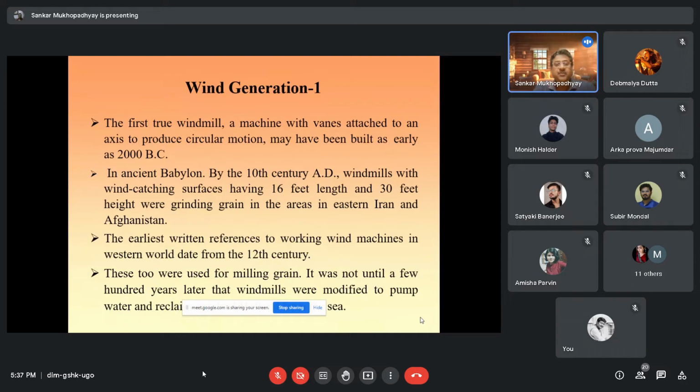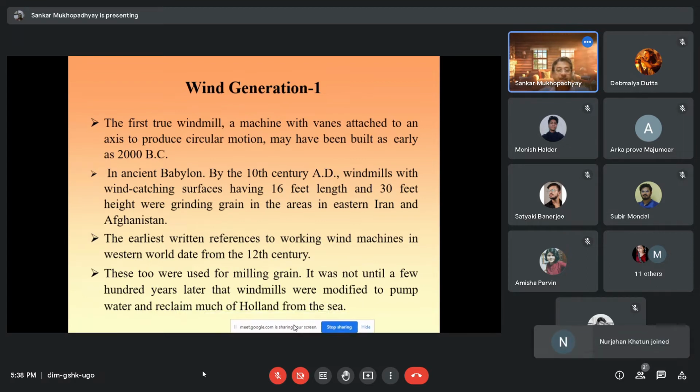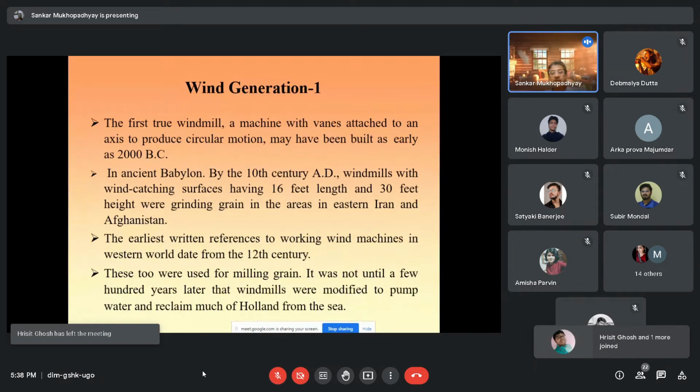The earliest written reference to working wind machines in the Western world dates from the 12th century. These were used for milling grain. It was not until a few hundred years later that the windmills were modified to pump water and reclaim much of Holland from the sea.